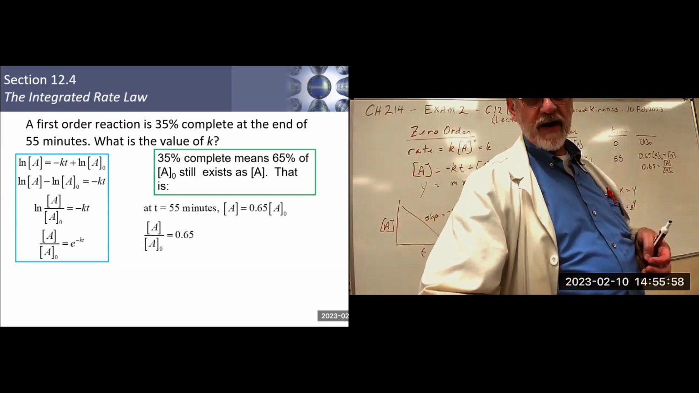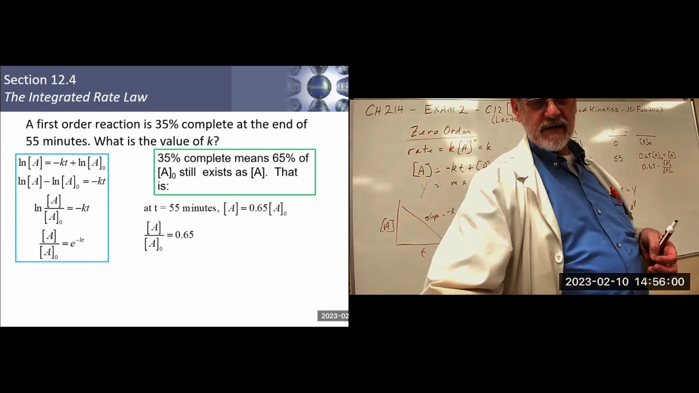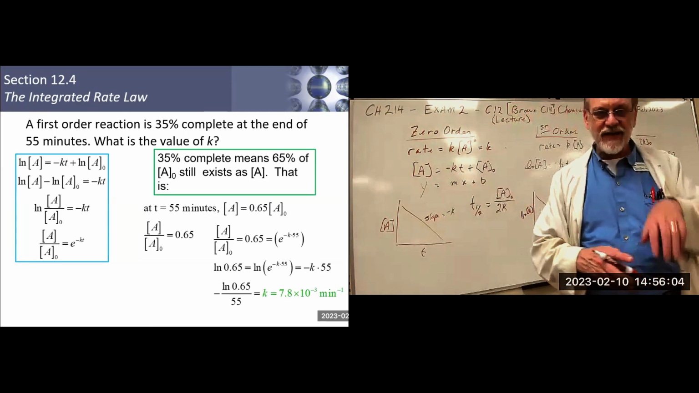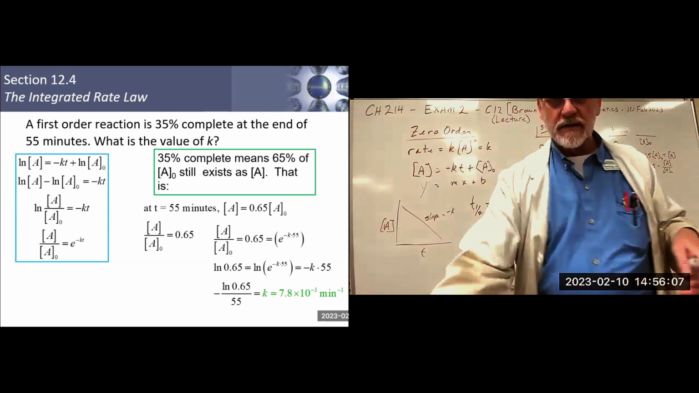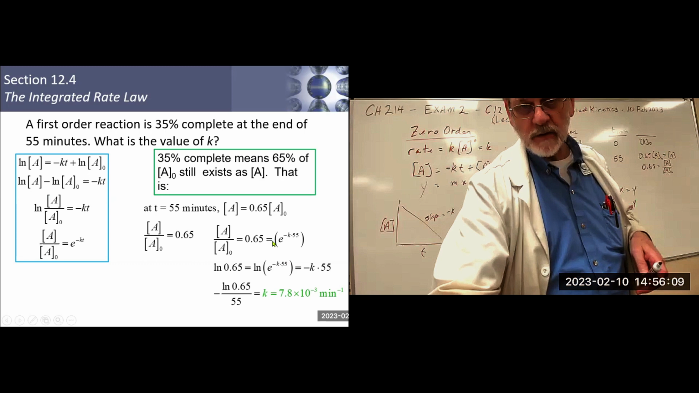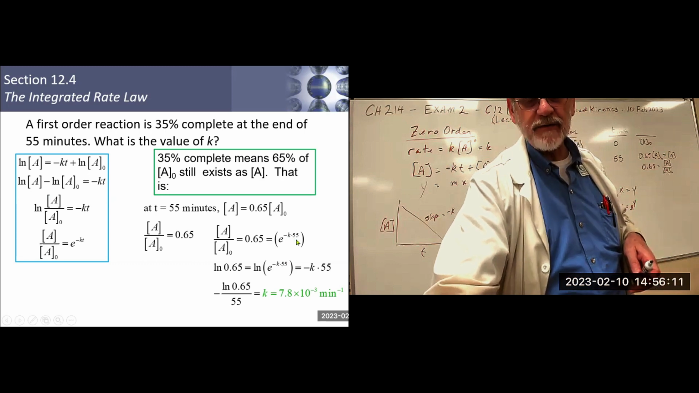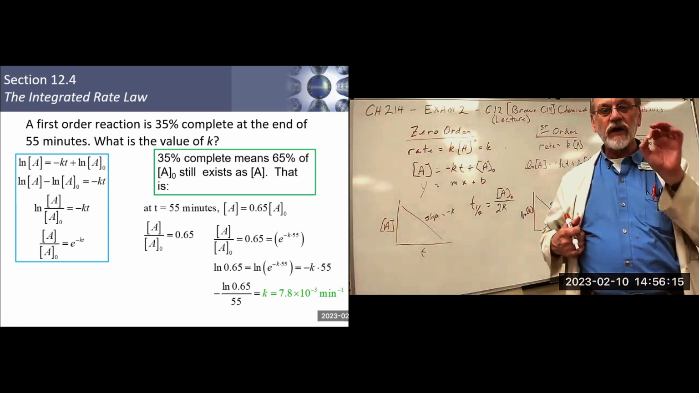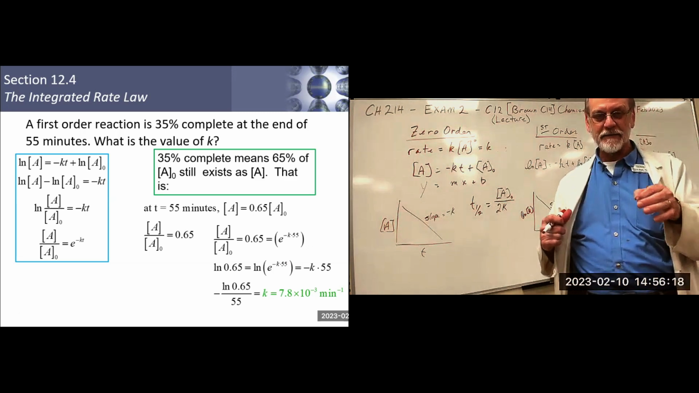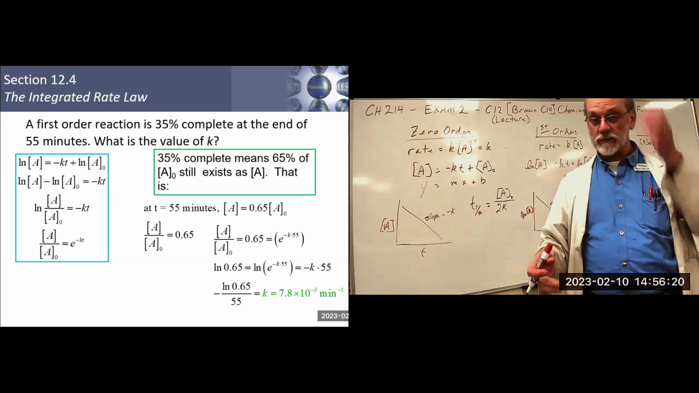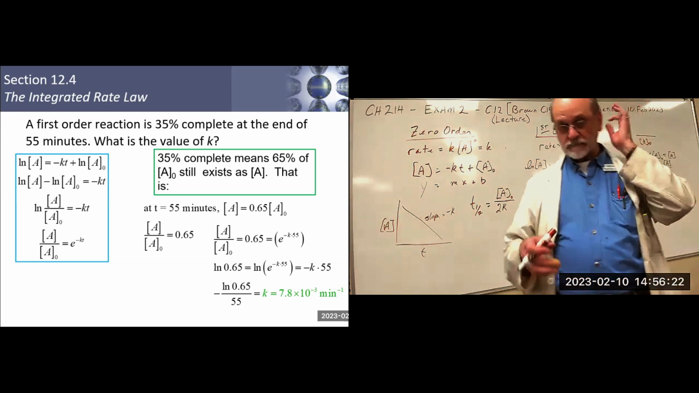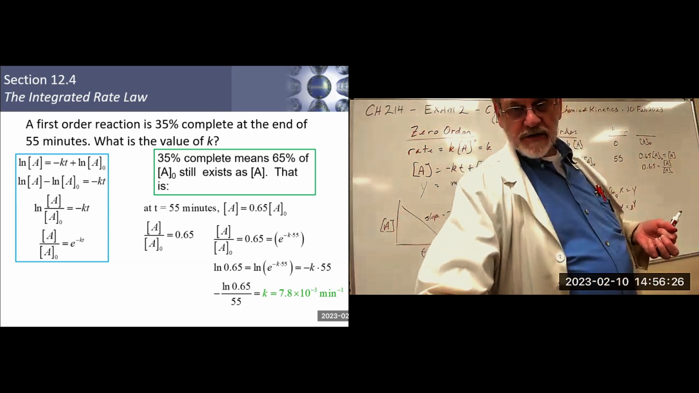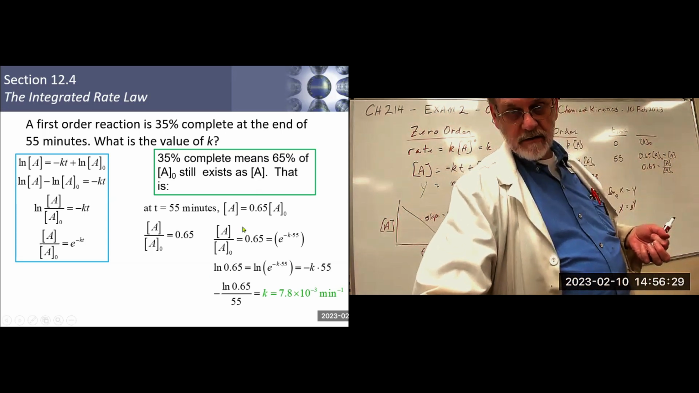There we go. After 55 minutes, the ratio of A to A0 is 0.65. And now if we plug that value in, 0.65 is equal to e to the minus k times 55, because 55 is the t value. And now our unknown is k. So now we've got to solve for k.